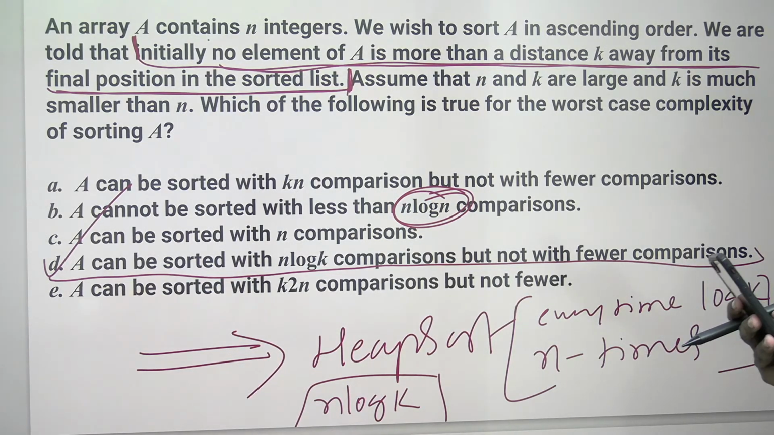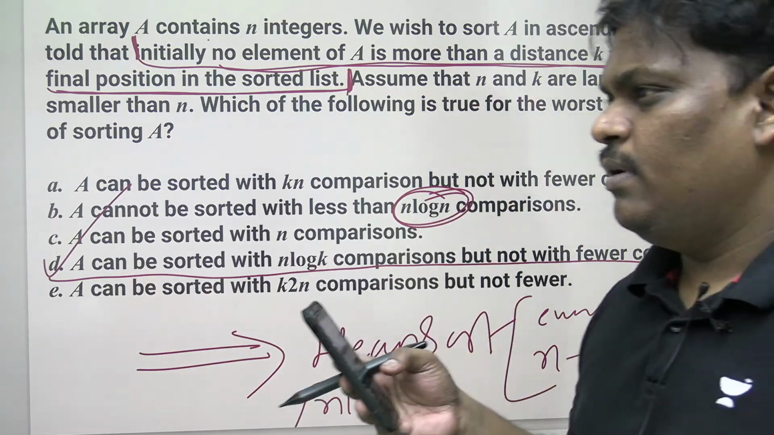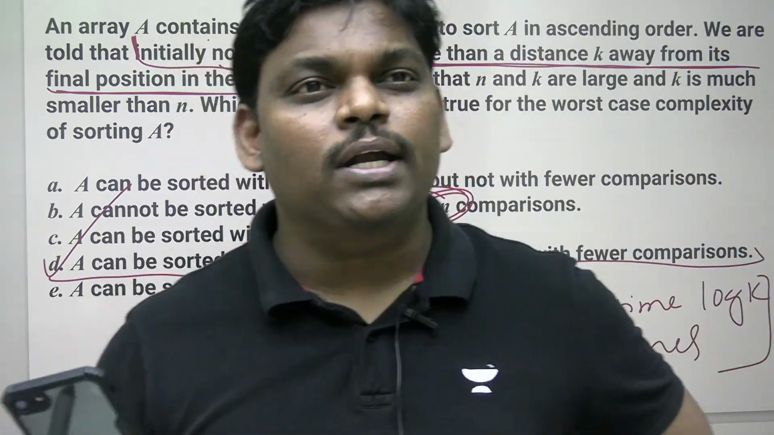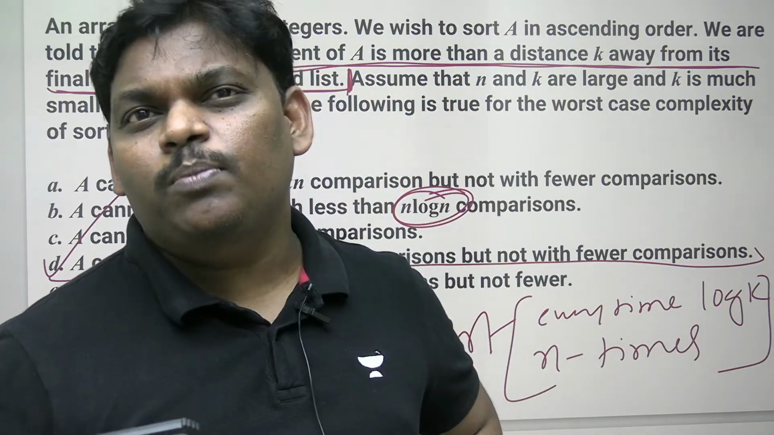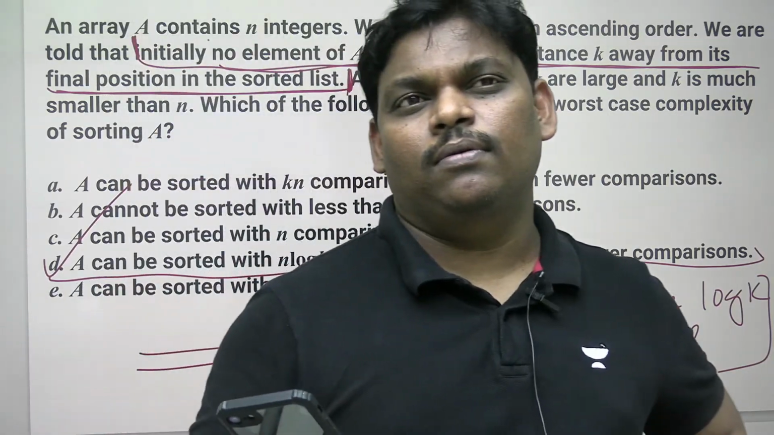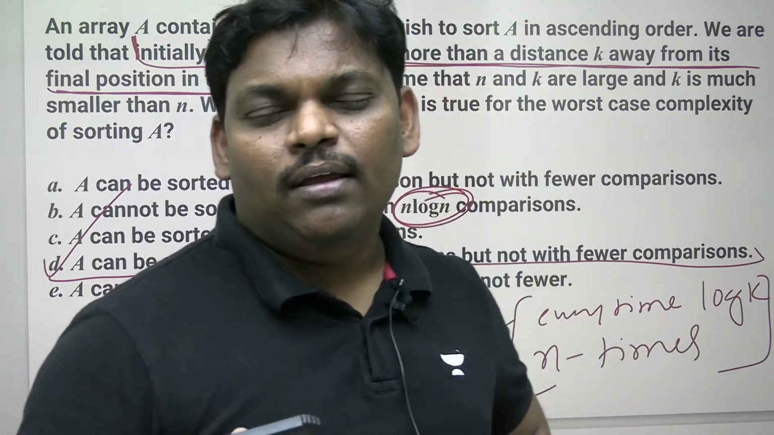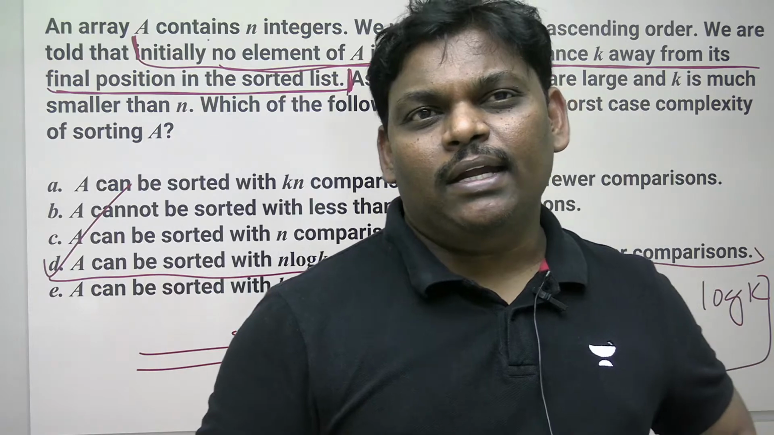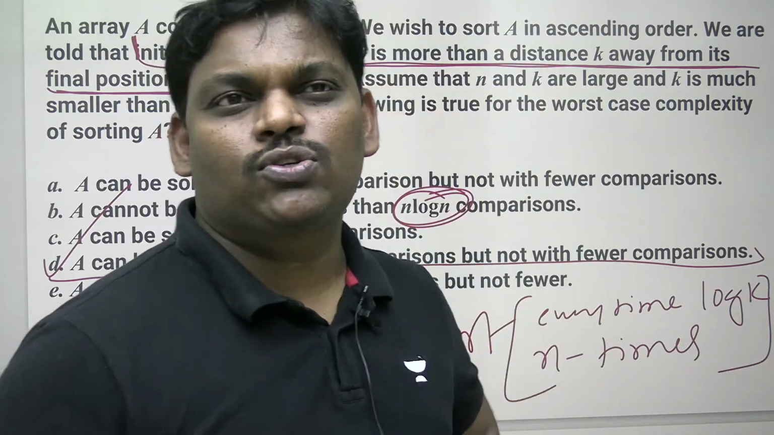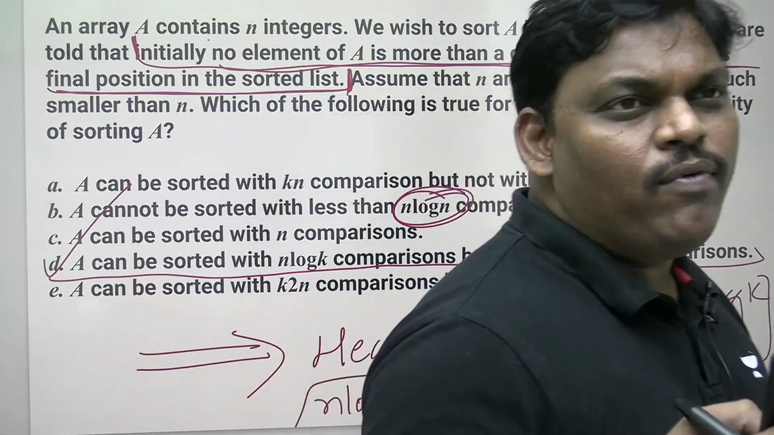Next one. Completely unsorted, quick sort. But most of the elements are sorted, insertion sort. If the question contains most of the elements sorted, insertion sort. If the array is completely unsorted, quick sort. If nothing is mentioned, merge sort. K positions away, heap sort.